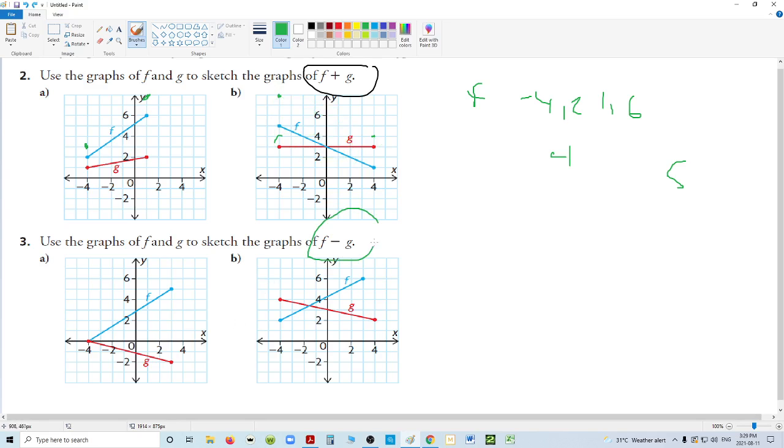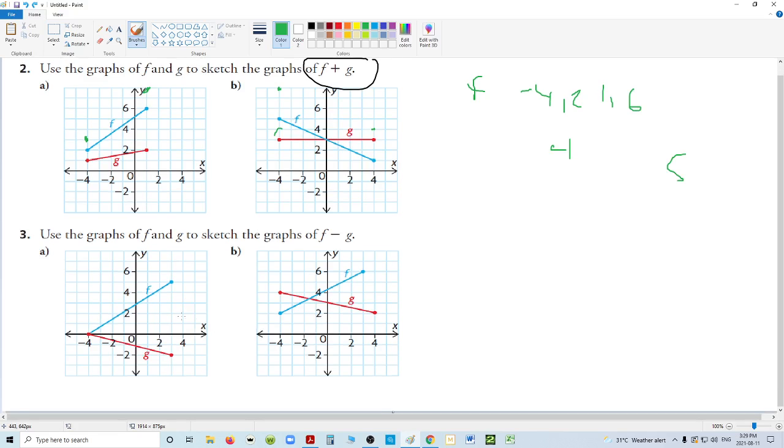Okay, now they're asking you to subtract 2 lines. And this is very similar, except they're saying f minus g. So you look at this f value here. It's 5, the y value here.